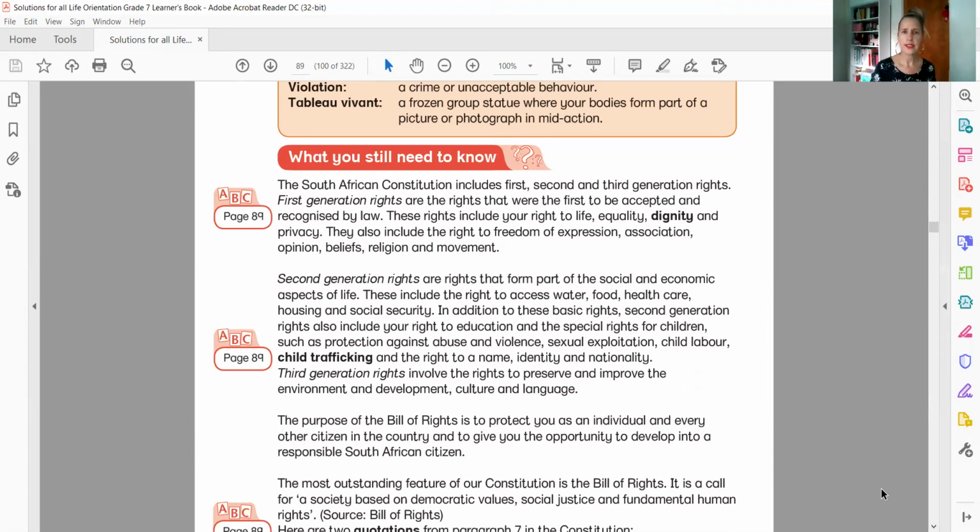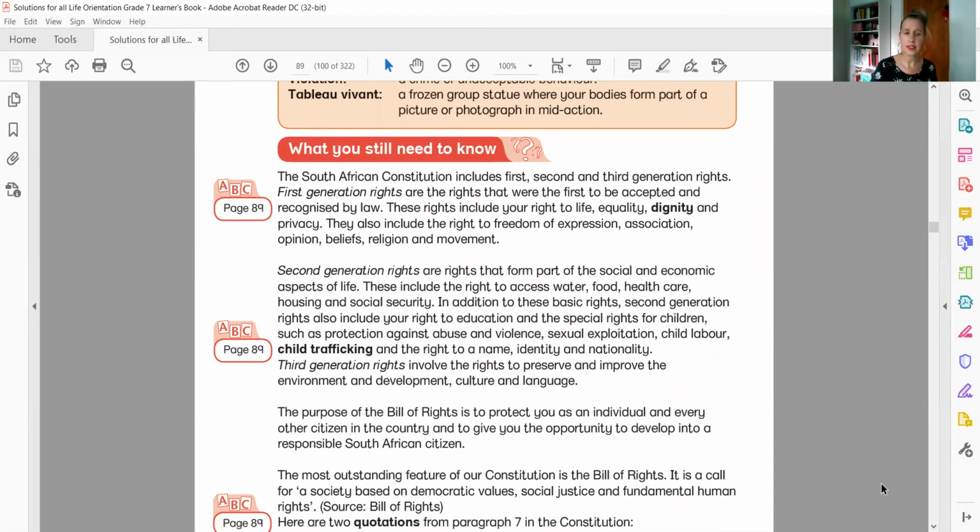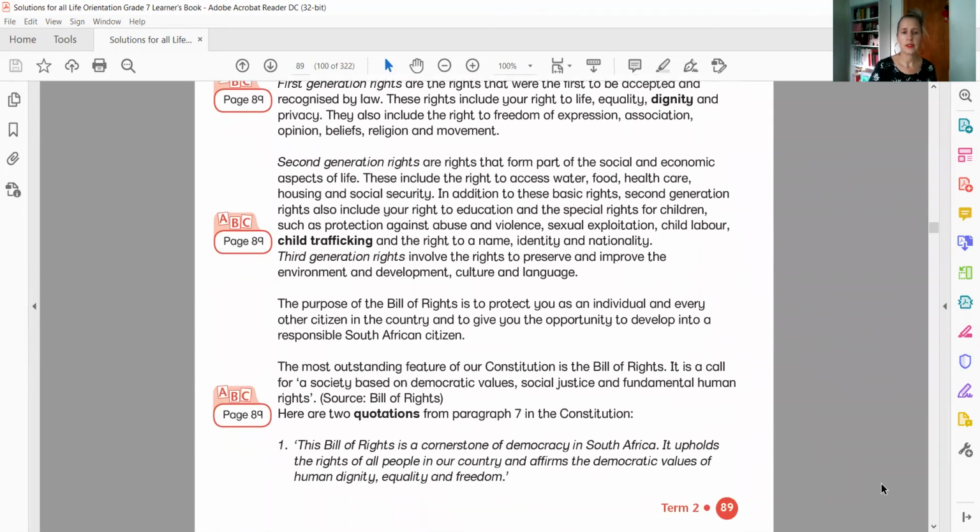The Bill of Rights is there to protect you as an individual and every other citizen of the country, so that you have the opportunity to develop into a responsible South African citizen. The most outstanding feature of our Constitution is the Bill of Rights. It is a call for society based on democratic values, social justice, and fundamental, which means basic, human rights.